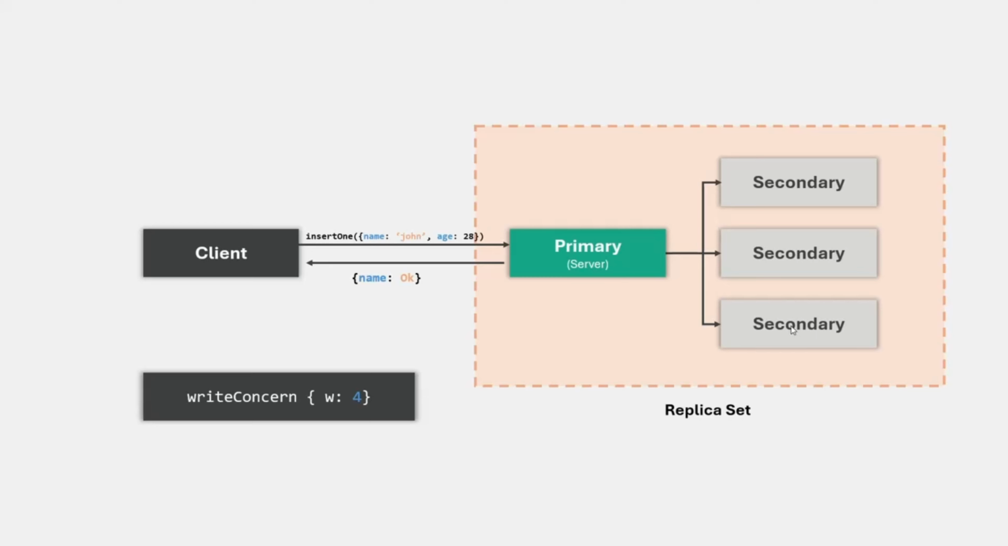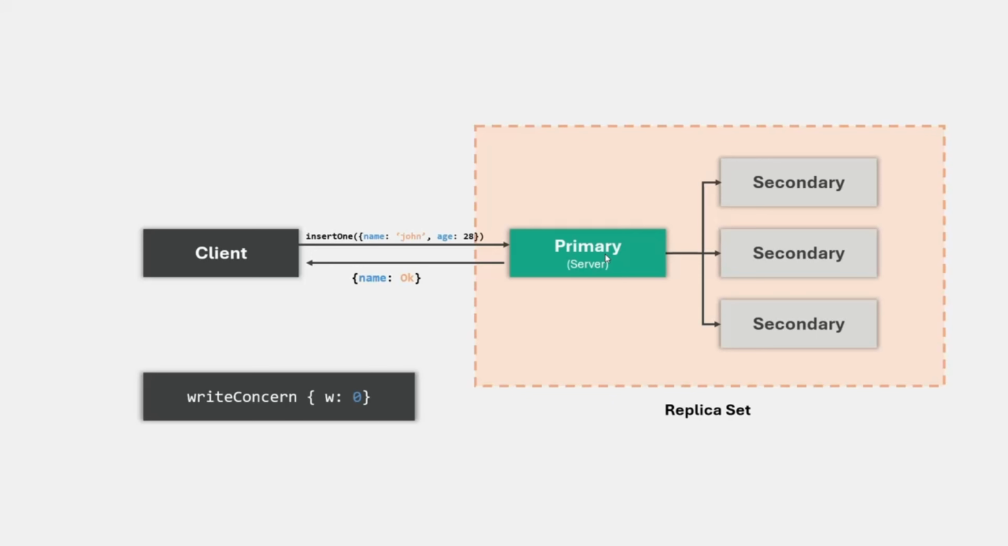And one thing you need to remember is that when we set this W to 1, in that case, as we learned, the primary server is going to send the acknowledgement as soon as the document has been inserted in the primary server. But in that case, we will not know if the secondary servers are updated with the new data or not. Okay. Then we can also set this write configuration to 0. In that case, the insert request will be sent to the primary server, but the client will not wait for the acknowledgement from the server. And this I'll show you with an example.